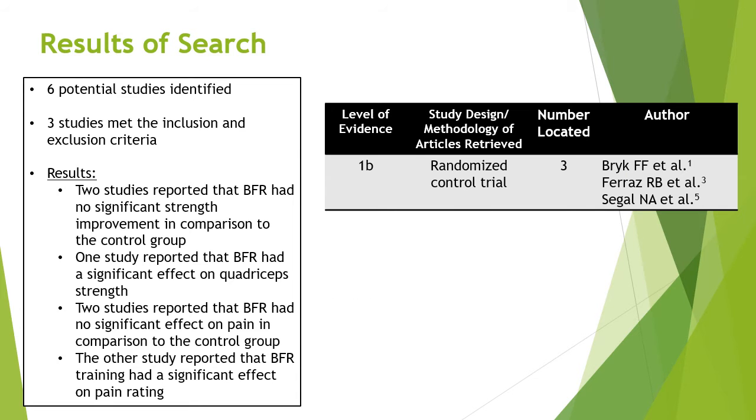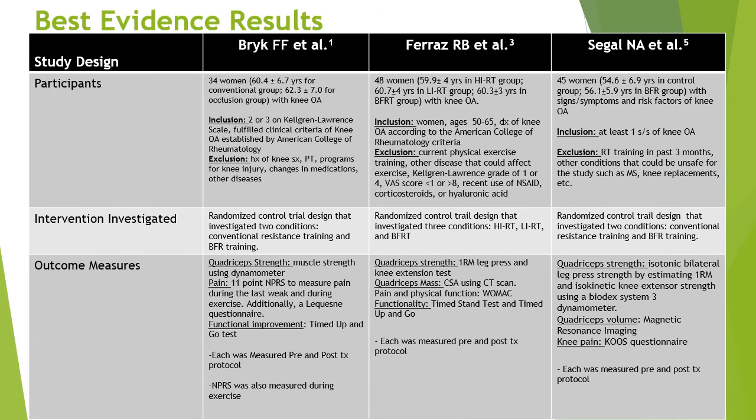When searching for articles, we identified 6 potential studies. However, only 3 studies met the inclusion and exclusion criteria that were listed previously. The results are in the table on the right. They were all randomized control trials, and they were all of level 1B evidence, and the results will be discussed later. This slide further breaks down the 3 studies that we investigated for this CAT presentation.